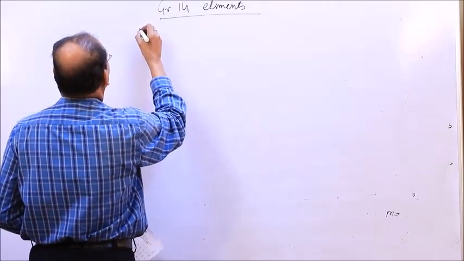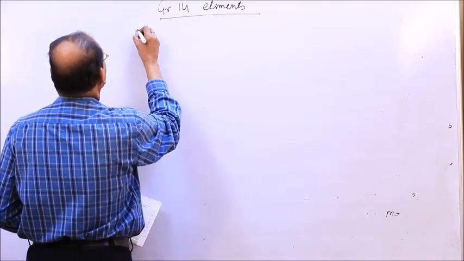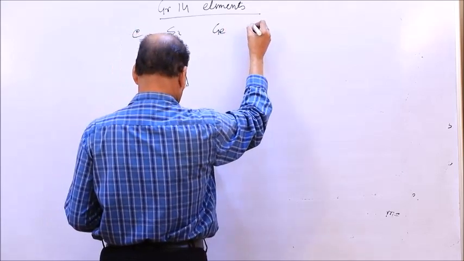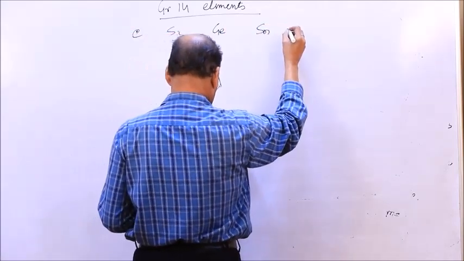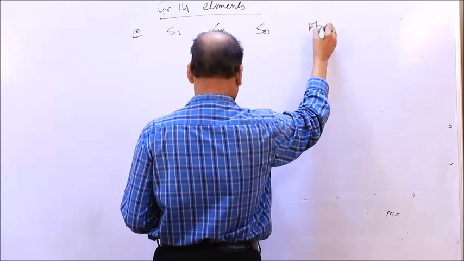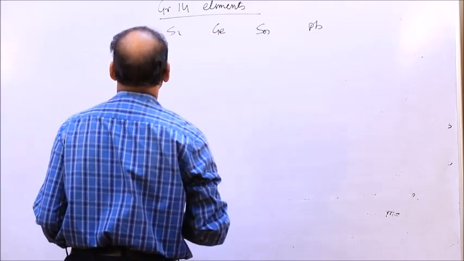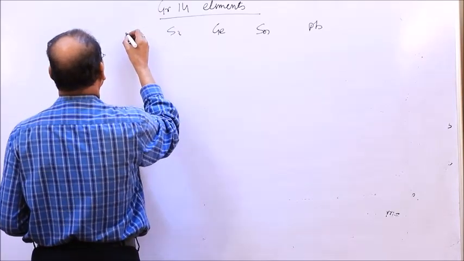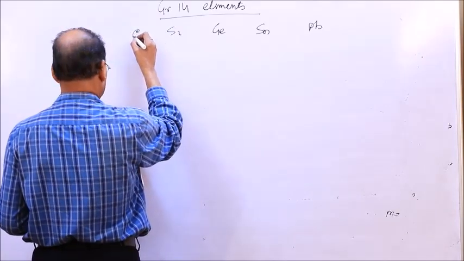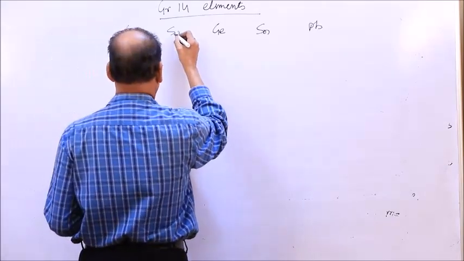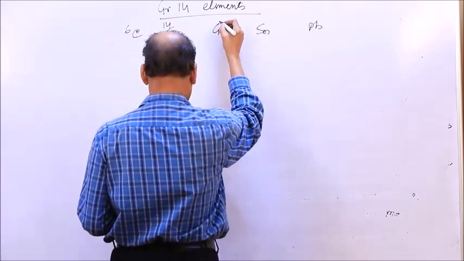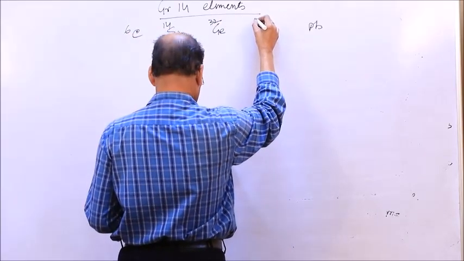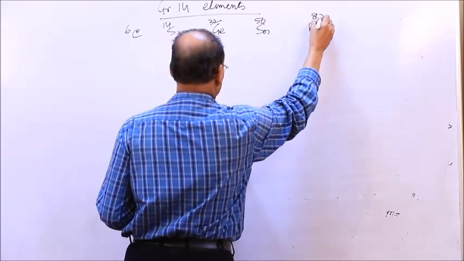What does that contain? That contains carbon, silicon, germanium, tin and lead. So the atomic number of carbon is 6, silicon is 14, germanium is 32, tin is 50 and lead is 82.